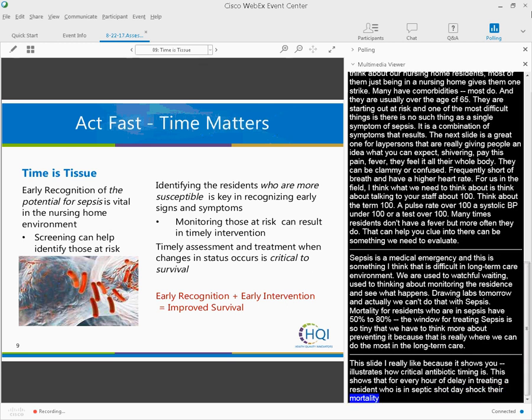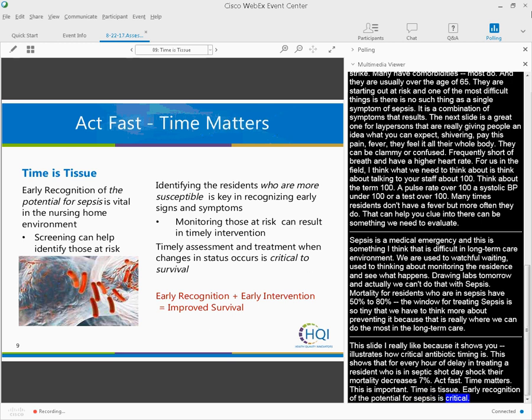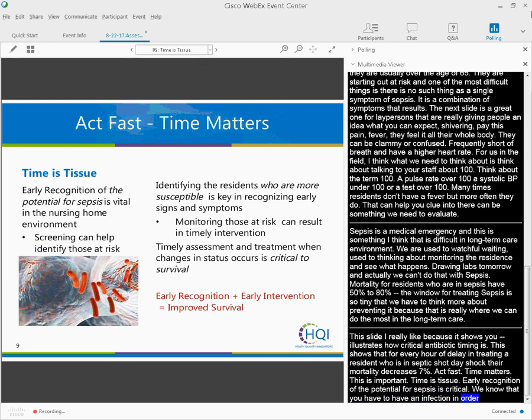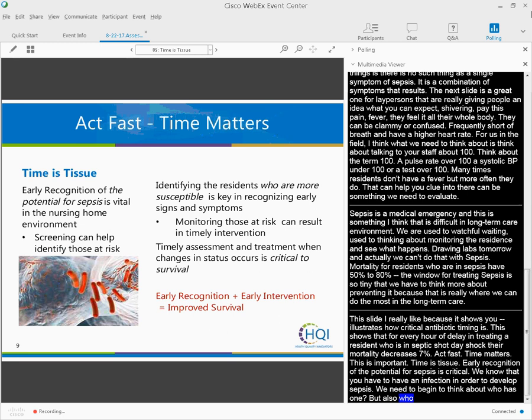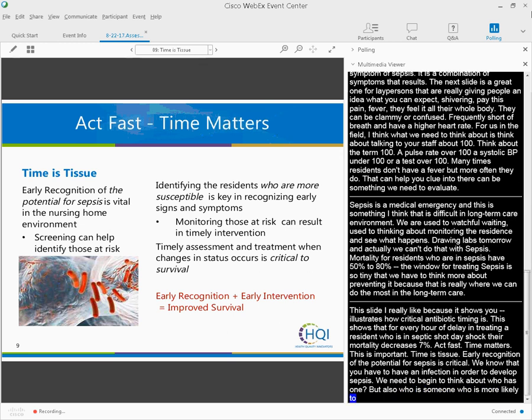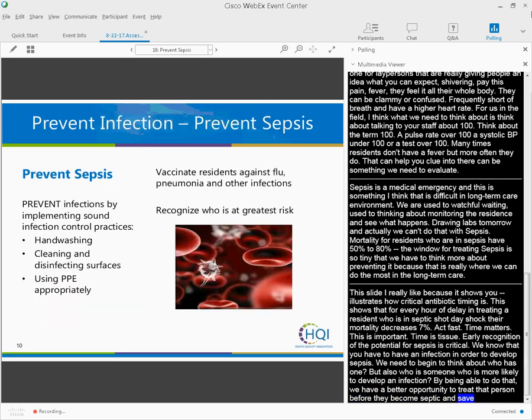And this is really important. Time is tissue. Early recognition of the potential for sepsis is critical. We know that you have to have an infection in order to develop sepsis. We need to begin to think about who has one, but also who is more likely to develop an infection. By being able to do that, we have a better opportunity to treat that person before they become septic and save lives. Early recognition, early intervention. That's how we improve survival.